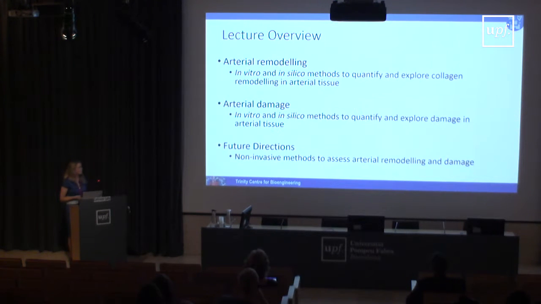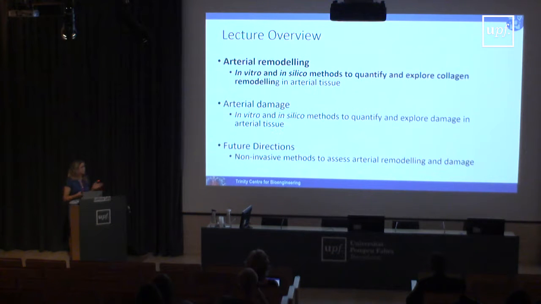So the first one is really to focus on arterial remodeling using in vitro and in silico methods to quantify and explore particular aspects of collagen remodeling, which I'll discuss now, in arterial tissue. And then I'll look a little bit at damage, which overlaps and continues a little bit from what Philippe showed earlier on damage models, and some future directions which are around this whole area of can we actually see this structure in vivo potentially in the long term? Can we see some of this relevant mechanical structure, the collagen structure?